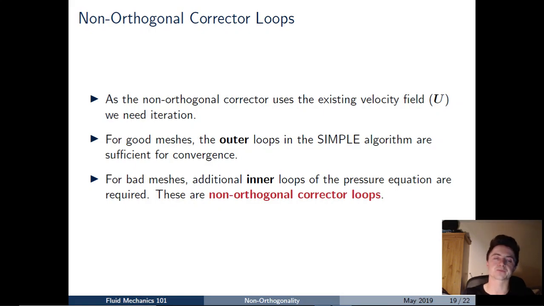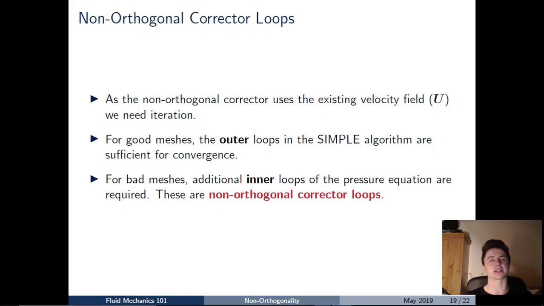And why is this? Well, the reason that we need some kind of corrector loop is, if we remember, that non-orthogonal contribution used an explicit treatment for the velocity. So we use the value of the existing velocity field or the velocity from the previous iteration. So we need to have some existing velocity field that we use to compute that non-orthogonal contribution. Now, if our mesh is good, then as we iterate between our equations, the outer loops of our SIMPLE or PISO algorithm are sufficient already.